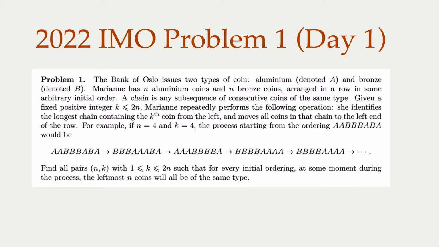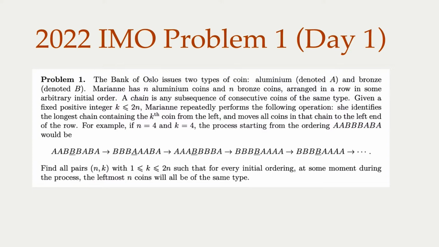This is 2022 IMO problem number 1. Here we are given a sequence of coins of 2 different types. We're given integer k. Both coin types, A and B, have n coins each. When coins of the same type are connected with each other, we call that a chain.